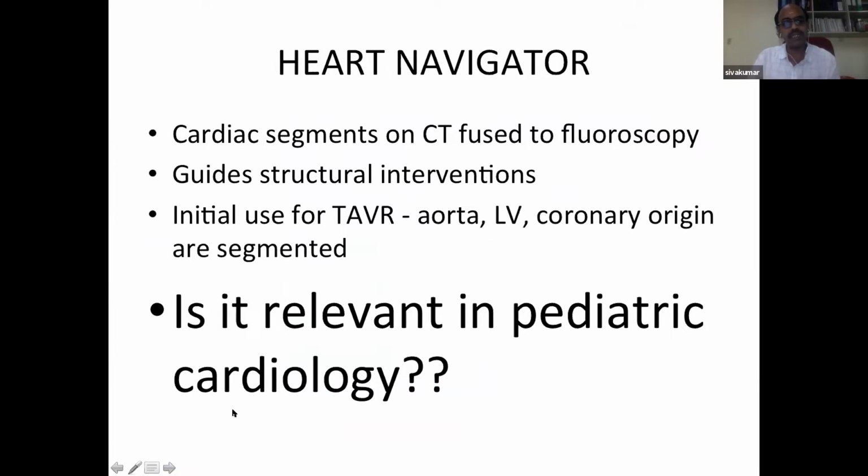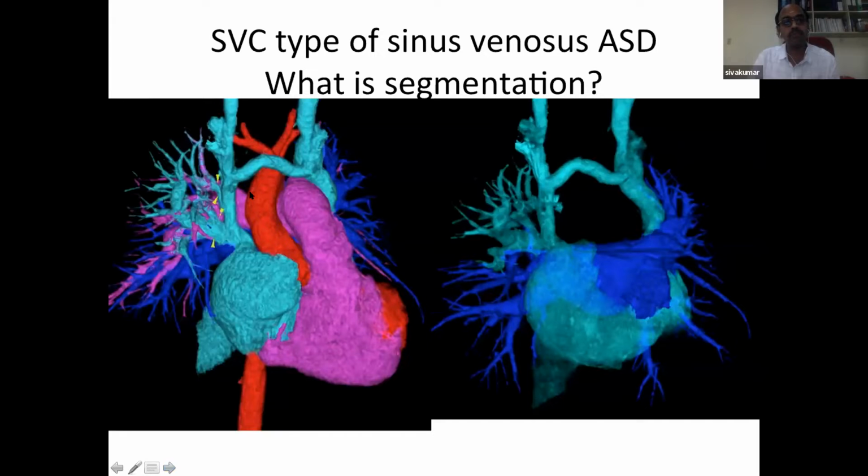But it will be surprising. Is it relevant in pediatric cardiology? As you know, one of our recent interests is sinus venosus ASD non-surgical closure. So this is an example of a patient with bilateral superior vena cava, a large right upper pulmonary vein draining into the lower part of SVC, and this patient has got a sinus venosus ASD.